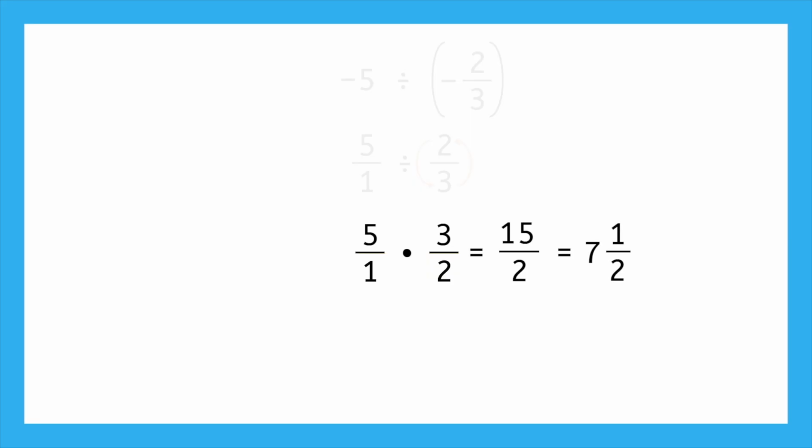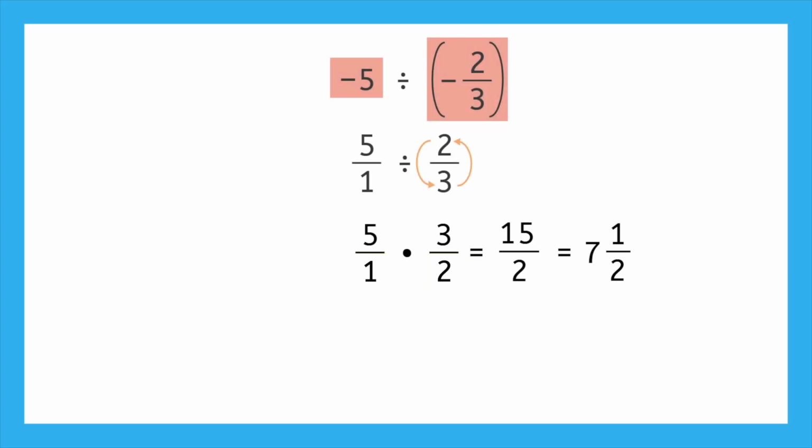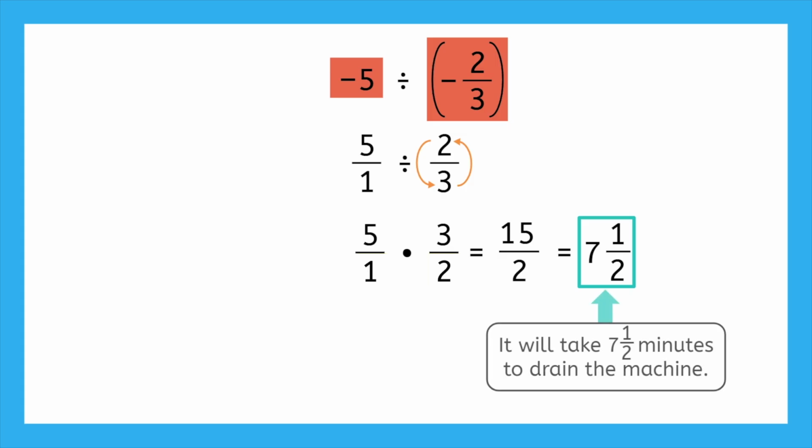We can't forget about the sign of the answer, though. In the original problem, the dividend and divisor had the same sign. So our answer is positive 7 1/2. That means it'll take us 7 1/2 minutes to drain the machine. Thanks for helping me figure this out. I better go start draining it.